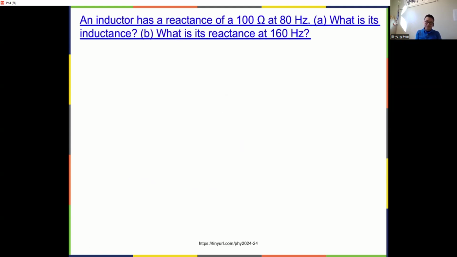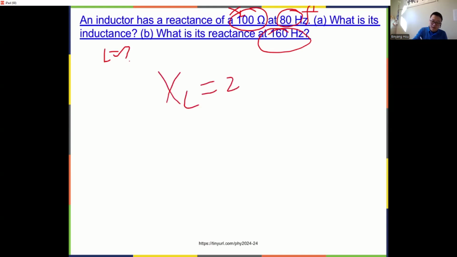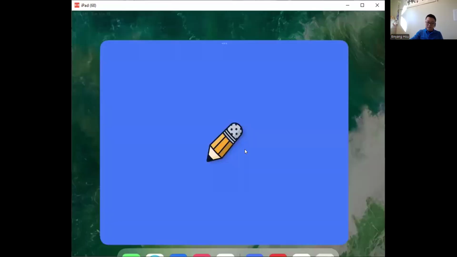This one says it has a reactance of that. So inductor should be inductive reactance. Okay, so that means XL is given. So this is XL and this is F. It's asking you what's the inductance, it's asking you for L. And then what's the reactance if you are having a different frequency. We know that XL equals 2 pi F times L. So if you have F changed, then XL will change as well. Okay, so let's take a look at this here.